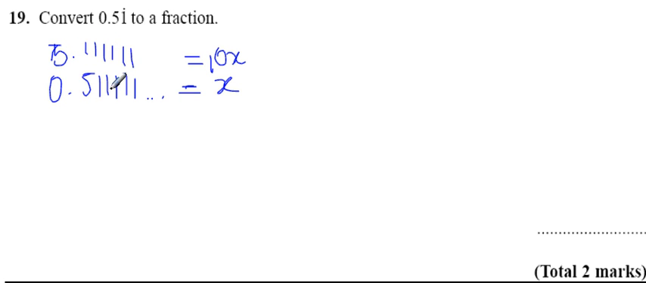If it repeated every 2 digits, we'd need to multiply it by 100 for the digits to line up, and if it repeated every 3 digits, 1,000, and so on. So here now we've got the ones cancelling. I should have written this slightly better, but this one and this one will cancel.